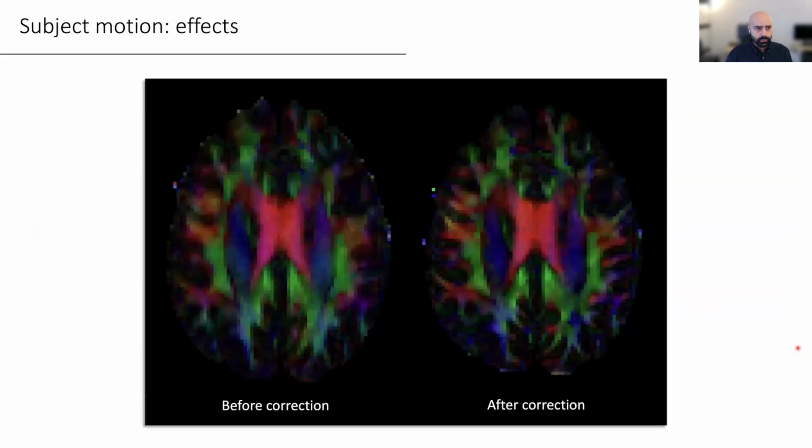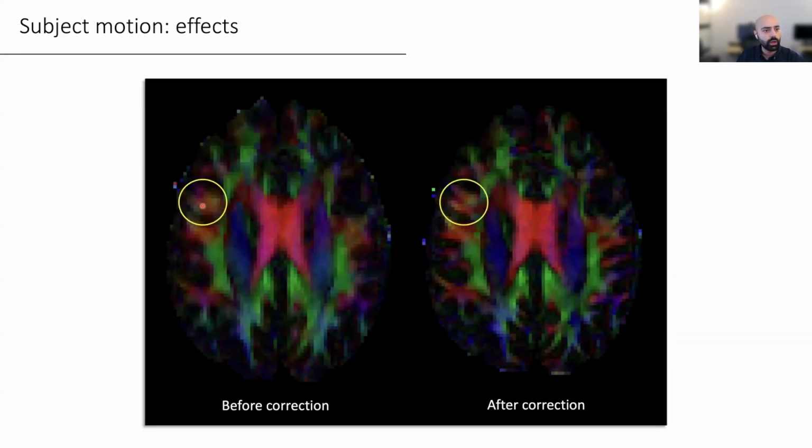Okay, so subject motion, before and after correction. This is now looking at a more subtle example. If you just look at this without scrutinizing it properly, you might think, well, this doesn't look too bad on the left. Sure, it looks a bit smooth, but I don't see anything major. But then if we look at before and after correction and we play a game of spot the difference, we can spot a few differences.